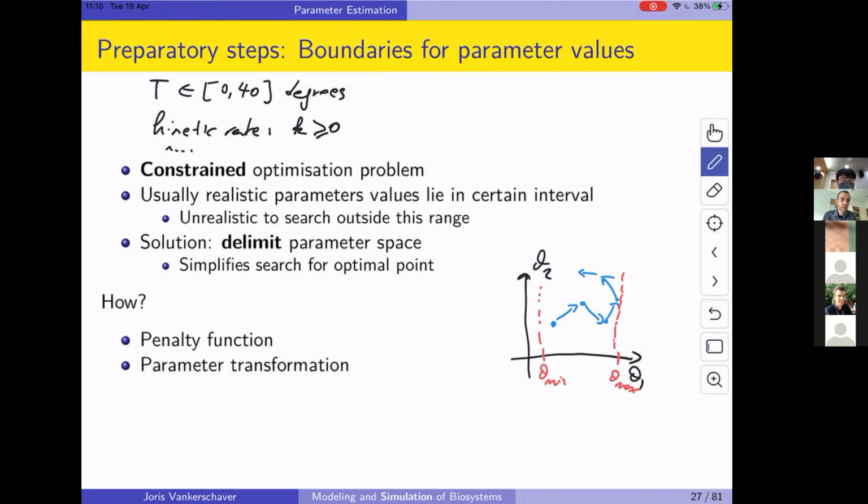And the other approach is to do a transformation of the parameters, where we basically take the range that they can be in, and we apply a mathematical transformation to make that range into the full real line. And then the parameters are free to explore wherever they want, but if we transform back, they're still going to be within that range. So let's see how that works.